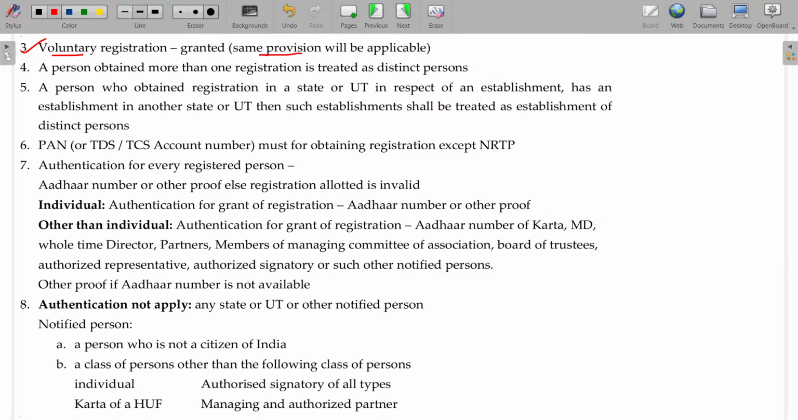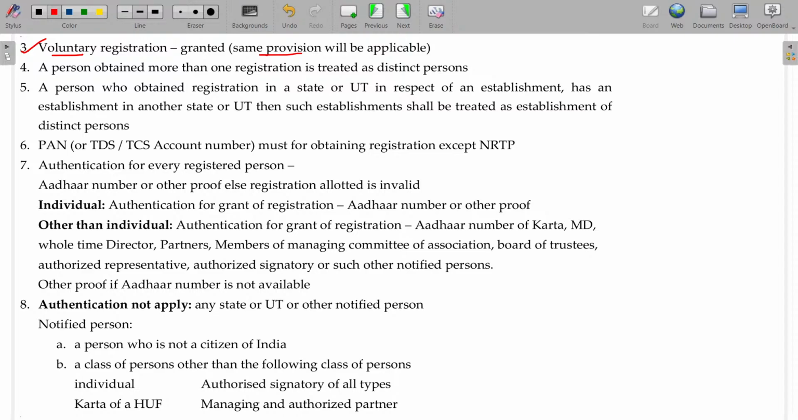Why do I want to go for voluntary registration, sir? To claim the ITC as well as to collect the GST from my recipient, and the recipient is also eligible for claiming the ITC. If I am not a registered person, whatever supply I make, the recipient cannot claim the ITC.